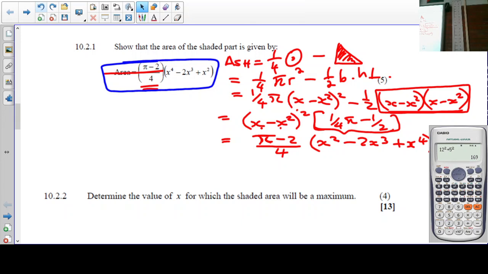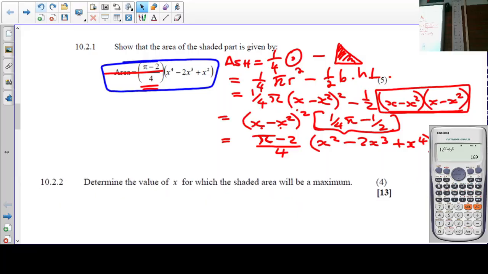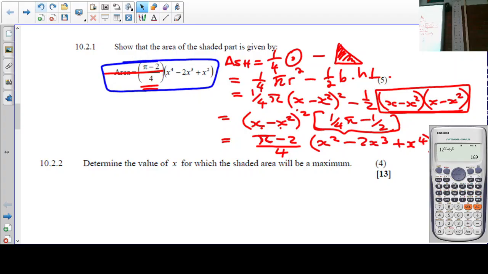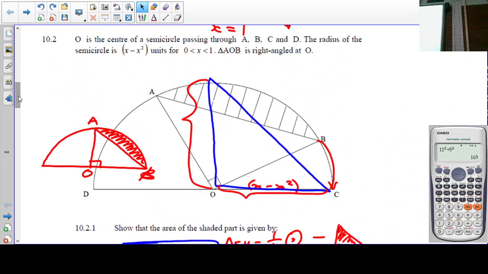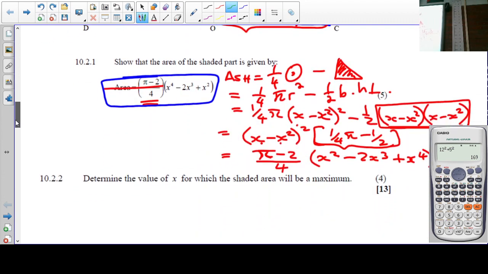Yes. So what happens is they give you that formula so that you can actually answer the next question. You guys understand? So in 10.2.2, the question says determine the value of x for which the shaded area will be a maximum. First derivative. Set it equal to 0 and so forth. You understand? Determine the value for x for which. Remember, when we come back to this, the value for x has to lie between 0 and 1. You guys understand? There has to be a value between those. So let's go with that.